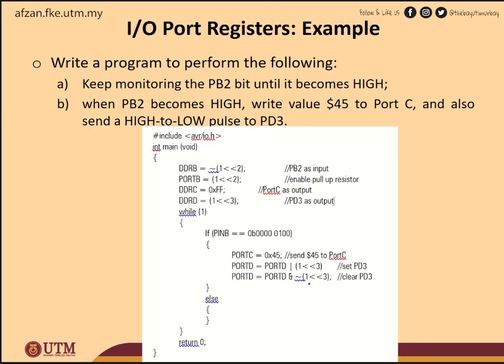okay. Now, you are required to write a program to perform the following. You need to keep monitoring PB2. Every time you come across this kind of question, what you're going to do is draw your diagram or draw your circuits, because you want to see it clearly. So this is PB2. Keep monitoring PB2 until it becomes high.